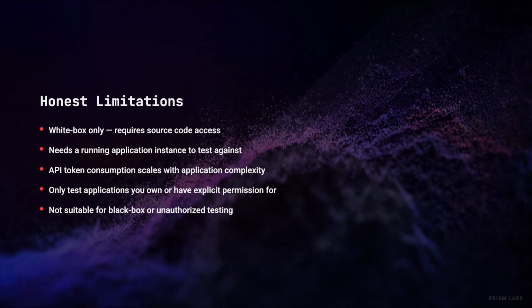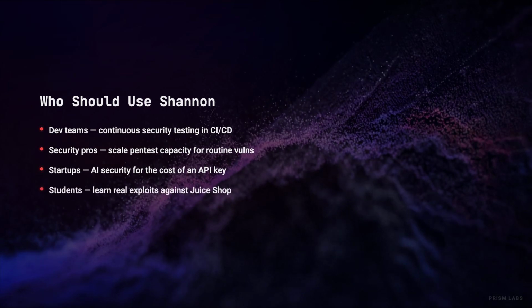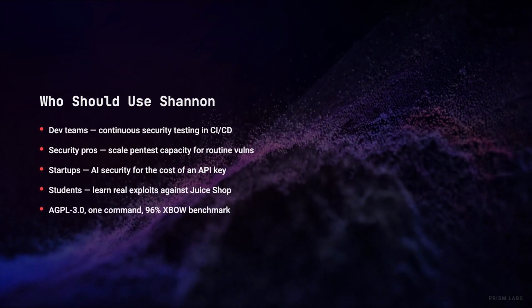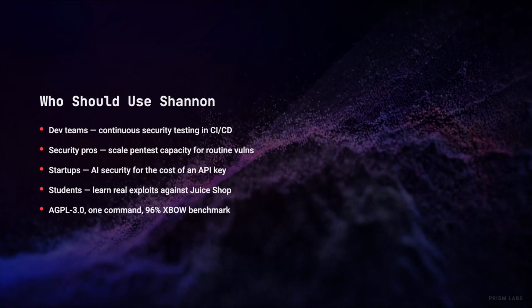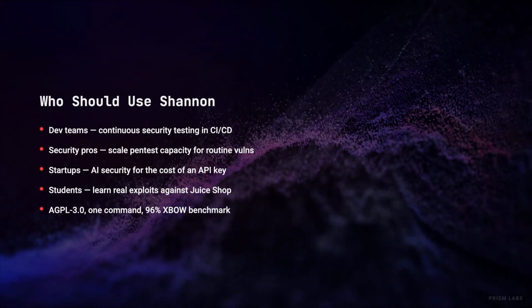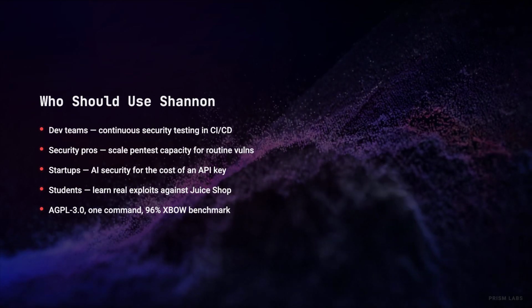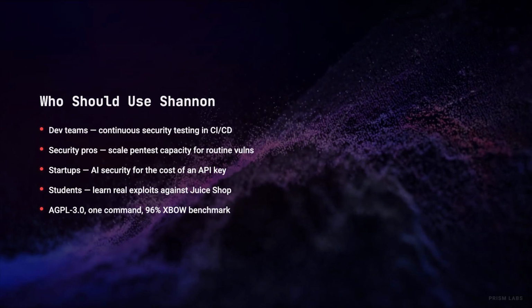If you're a development team that wants continuous security testing as part of your CI/CD pipeline, Shannon can autonomously pen test every deploy before it reaches production. If you're a security professional who needs to scale your pen test capacity, Shannon handles the routine vulnerability discovery while you focus on complex business logic and manual testing.